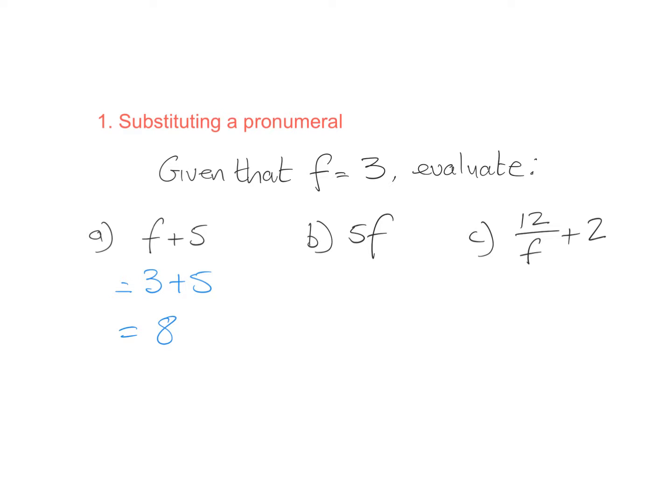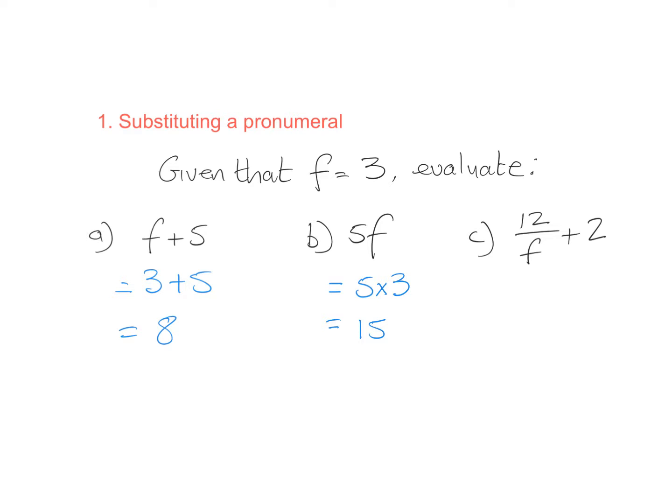Well, how did we go? Let's have a look at this one. 5f equals 5, and there is a little invisible multiplication sign between the 5 and the f. So if we wanted to, we could write multiplied by 3. So 5 multiplied by 3 is equal to 15.